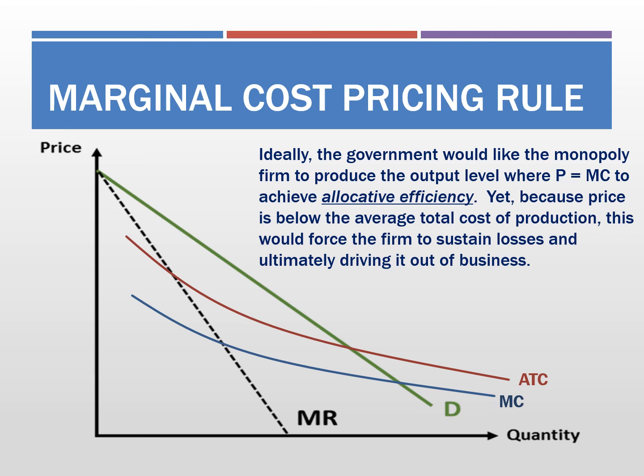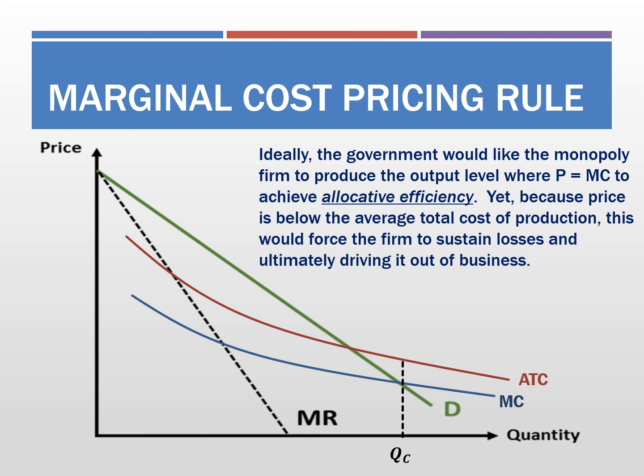And we have the MC curve plotted out. So this P equals MC condition will be here at this level of output. This is the perfectly competitive output level. This is the most efficient level of output to produce for the consumers in the market.